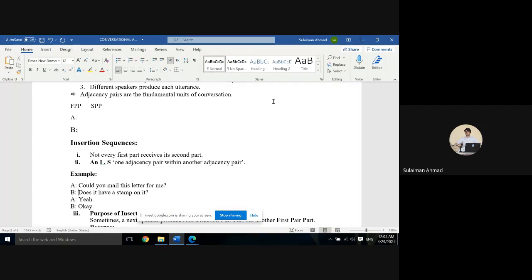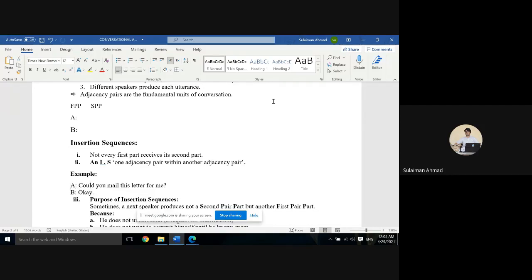Look at this example. This is speaker A and speaker B. Speaker A says, could you mail this letter for me? Speaker B would reply, okay. This is an adjacency pair. Okay is the response, or the second pair part of this adjacency pair. It is actually a response to this question.